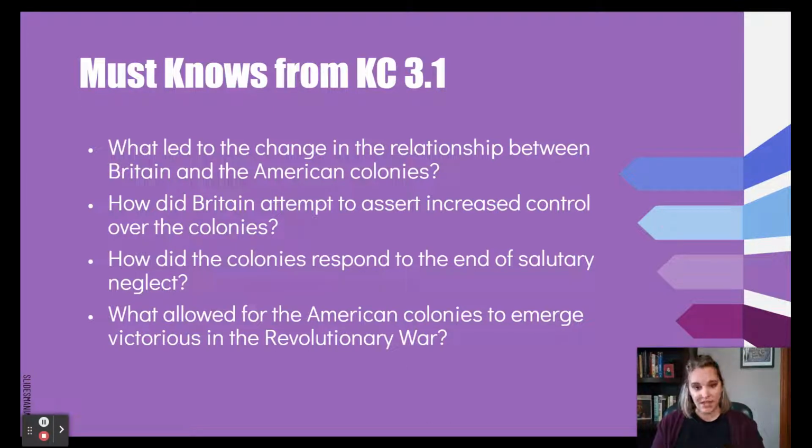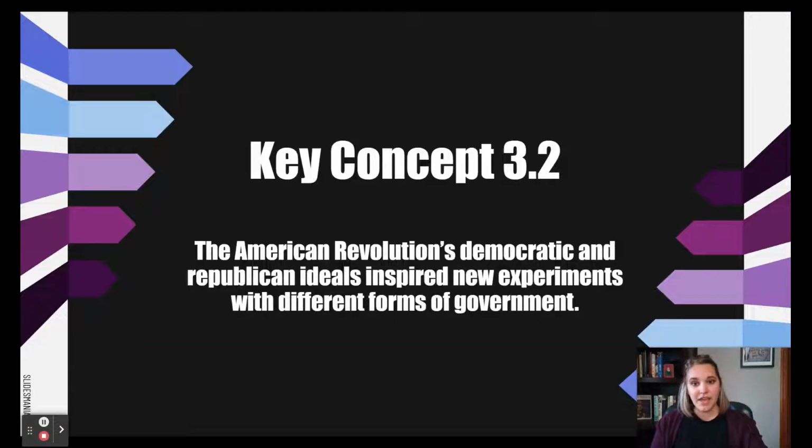How did the colonies respond to the end of salutary neglect? So having some examples of protest movements, organizations, writings, those types of things. And what allowed for the American colonies to emerge victorious? You want to make sure you remember those 4 factors that led to the victory of the Continental Army in the Revolutionary War. So now moving ahead to Key Concept 3.2.